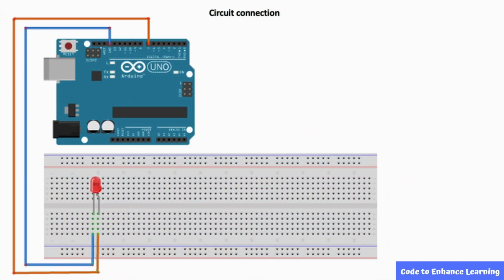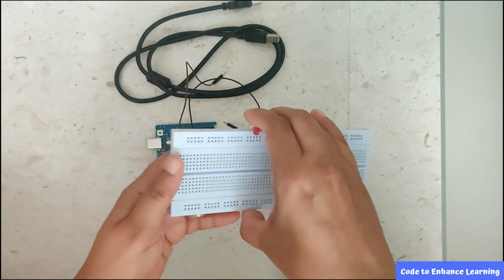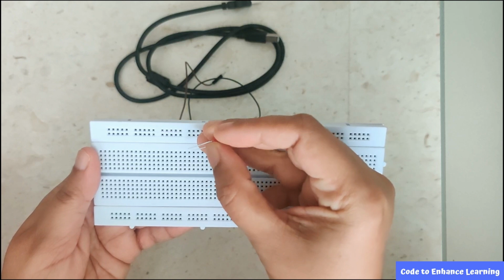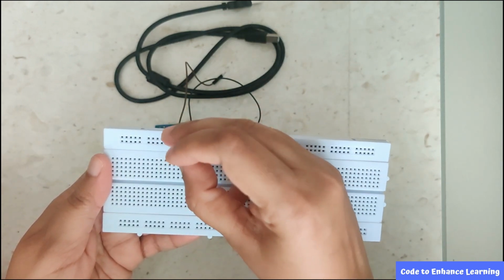Next, we will make a circuit connection through the breadboard, which will look like this. We can connect the LED to the jumper wires through any of the vertical connections as shown. The LED has two legs. The long leg is the positive leg, and the short leg is the negative leg. Connect pin 7 to the long leg and GND to the short leg of the LED.